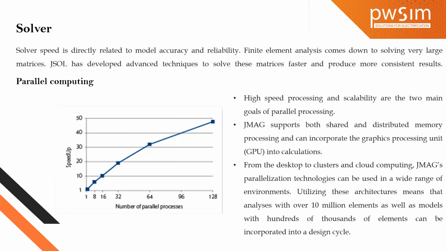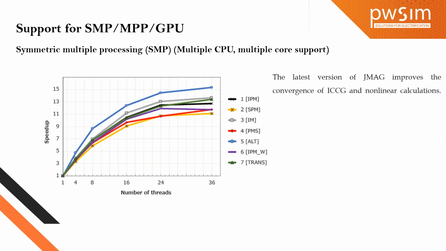Utilizing these characteristics means that analysis with over 10 million elements, as well as models with hundreds of thousands of elements, can be incorporated into a design cycle. So thousands of measurements can be incorporated into this design calculation by using the SMP, MPP, and GPU solvers. Let me talk about each of SMP, MPP, and GPU separately.